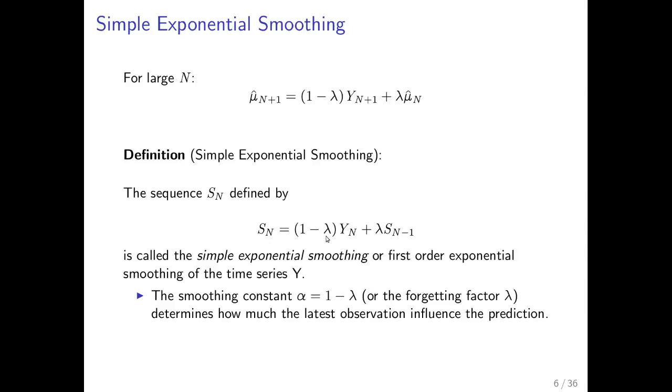Now, here we use lambda, named the forgetting factor. Sometimes you also say it's a smoothing constant, alpha, which is what is here. So alpha gives you how much influence the most recent observation should have, whereas lambda is how much weight you put on your previous estimate. You can do it both ways, and you will see both formulations in various settings. So it's just a matter of picking what you like.